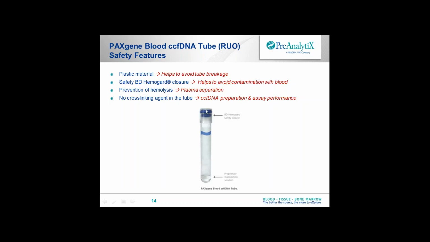So if you open the tube, this prevents the blood from spreading around and therefore helps you to avoid contamination with blood of your lab coat or your table, and of course of other tubes that stand near to this tube. The third point is the prevention of hemolysis. As I mentioned already, this helps you to get the maximum yield from plasma separation from a tube, so you can really clearly distinguish between the plasma phase and the buffy coat phase and have no issues with this.